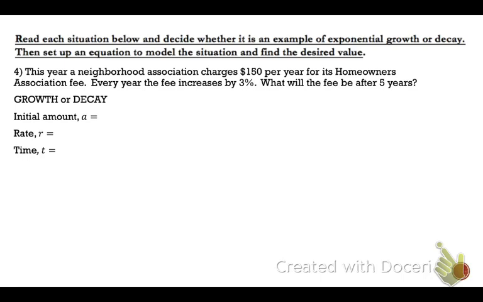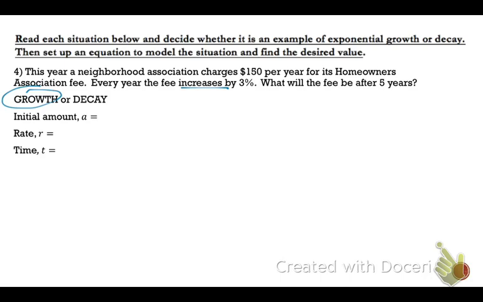Now we'll do the real life situation. So we're going to read each situation, decide whether it's growth or decay, and then pick the formula that we need to use and set up a situation to model. So this year, a neighborhood association charges $150 per year for its homeowners association fee. Every year, the fee increases by 3%. What will the fee be after 5 years? So since it's increasing, that's the word you want to look for. That means we have a situation of growth.